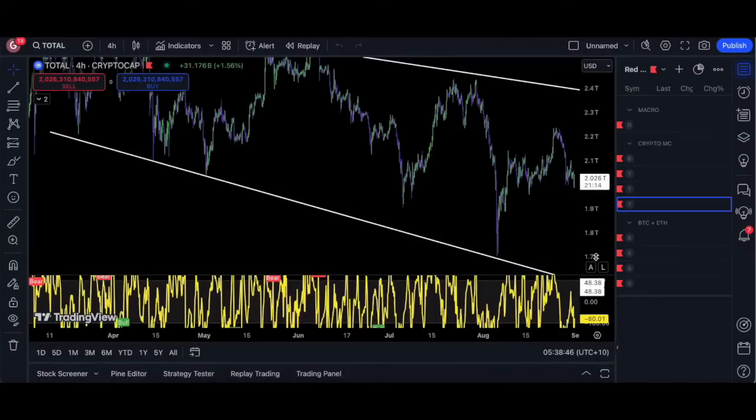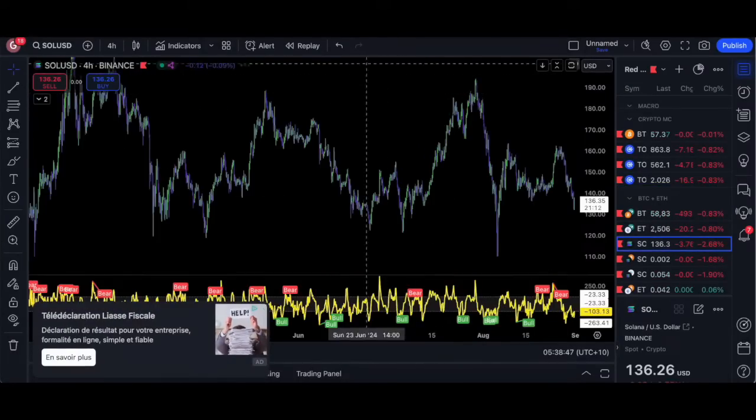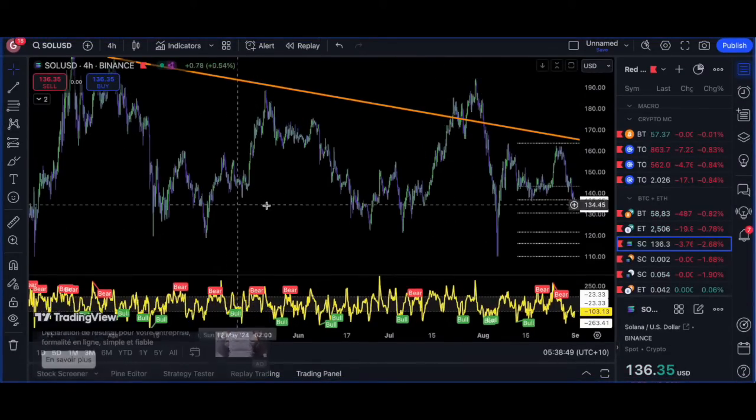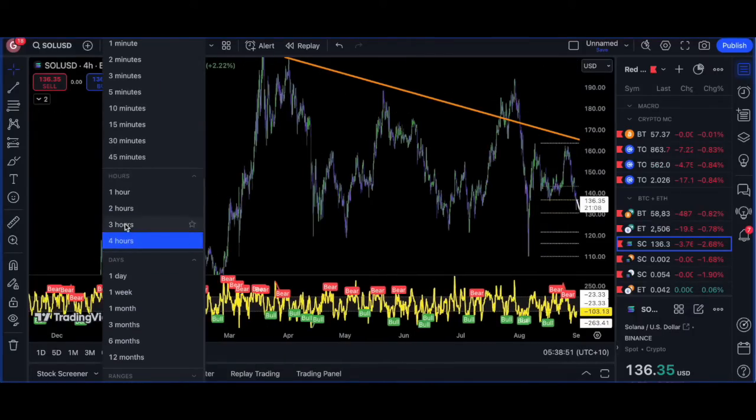And if I just go back to Solana, and if I need to zoom out.